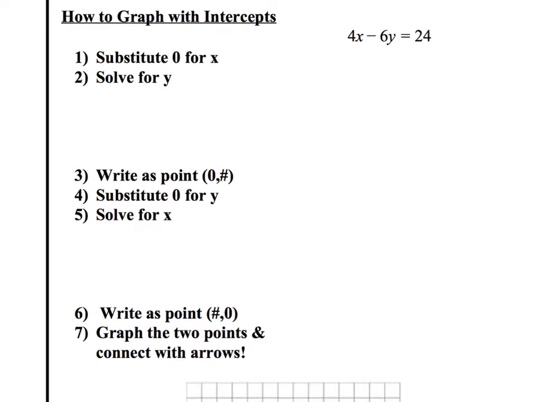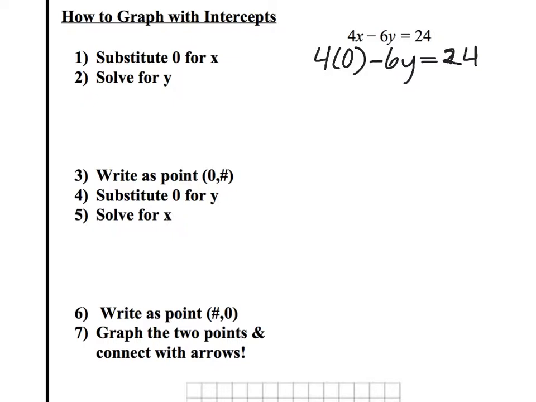Substitute 0 for x, we're finding the y-intercept first. 4 times 0 minus 6y equals 24. I can't write right now. And go ahead and solve for y.